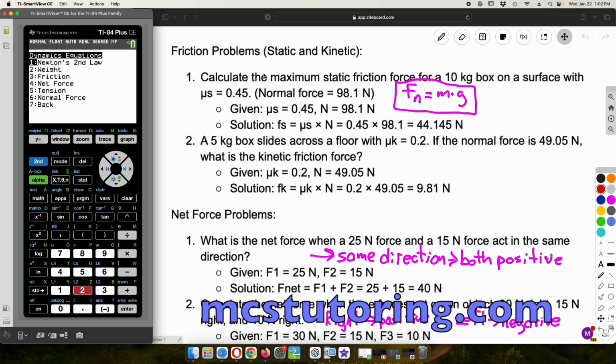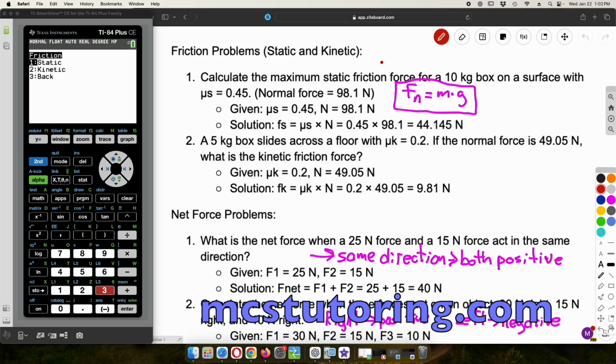part of this, we're going to go over first some friction problems, then some net force problems, and then I think some tension and normal force problems to get this done. So first thing is we're going to go over problem 1 here, the friction. So we're going to go to option 3, and then calculate, and I'll walk you through what's going on.